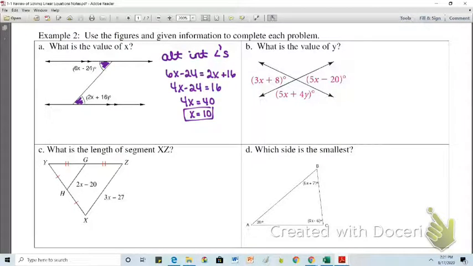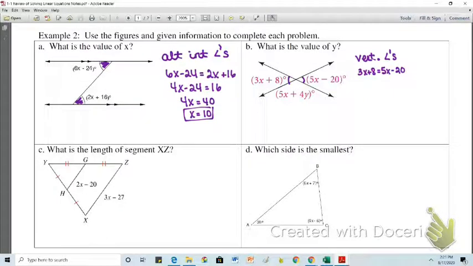Going over to B, we have two different things going on. First things first, these two angles are what we call vertical angles. Anytime you have opposite sides of an x, you have vertical angles. And what we know about vertical angles is just like alternate interior angles, they are congruent. So we're going to go ahead and set them equal. So 3x plus 8 equals 5x minus 20.